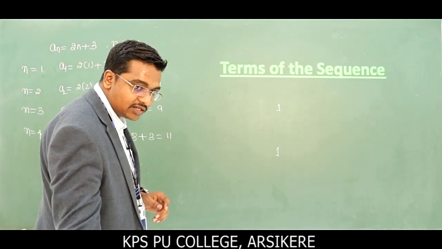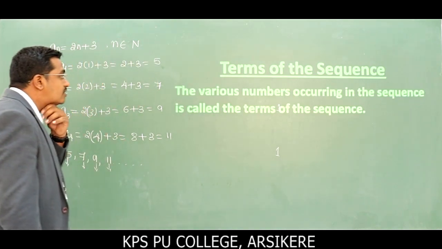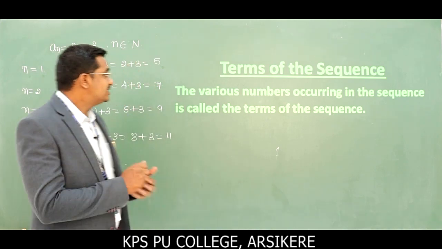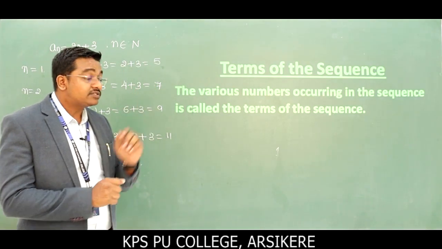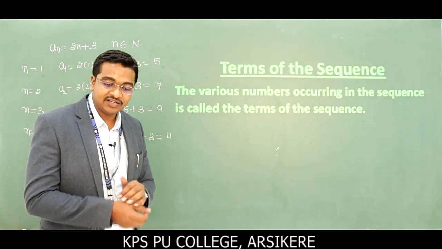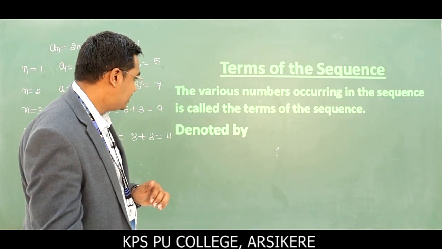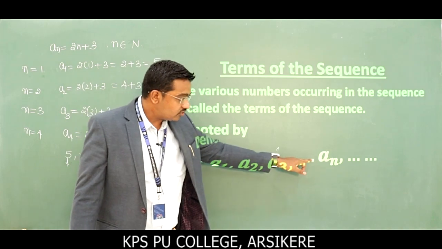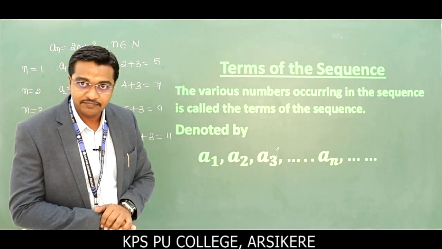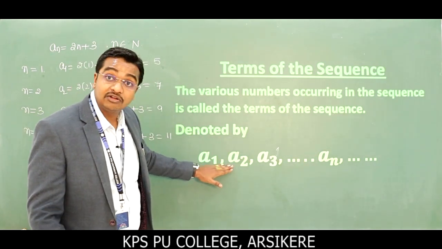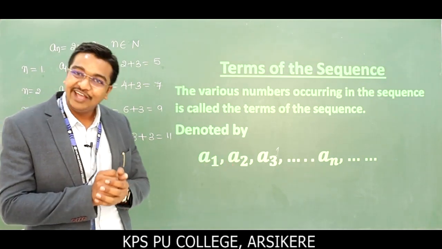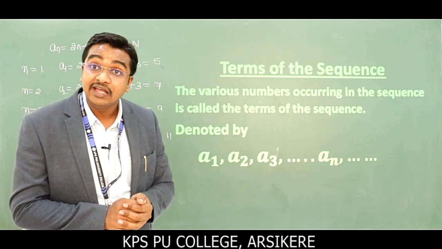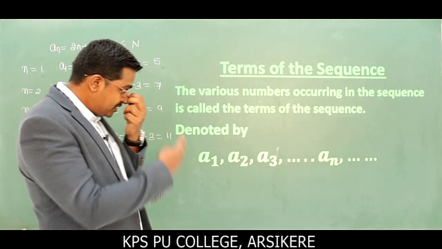Next, observe: what are the terms of the sequence? The various numbers occurring in the sequence are called the terms of the sequence, denoted by A1, A2, A3 and so on to AN, and it is continuous. Understood, children? What do we call the first term? A1, the second term is A2, the third term is A3, and the nth term is denoted by AN. So please note it down.